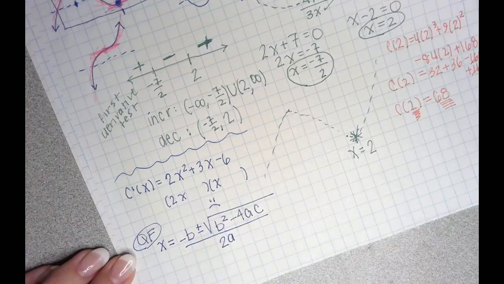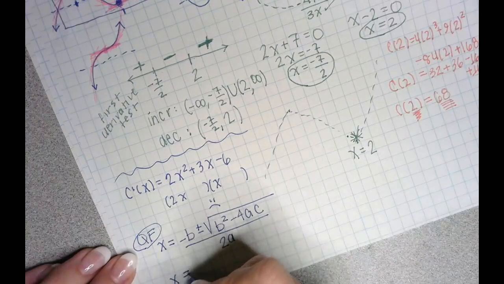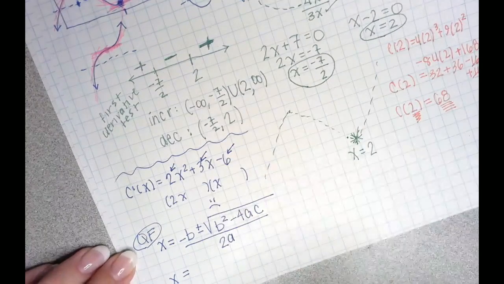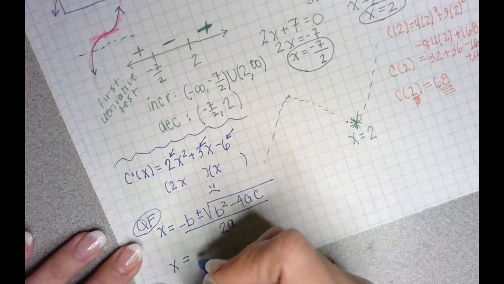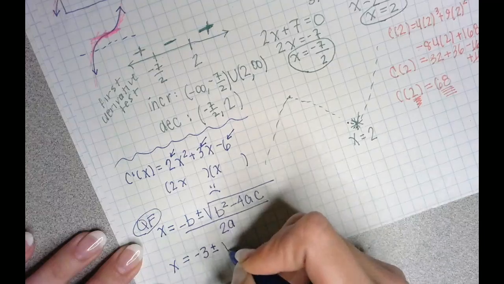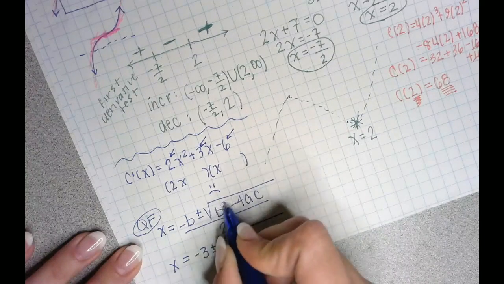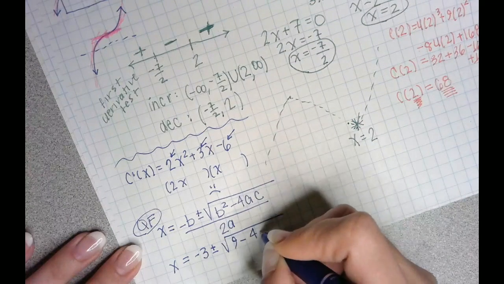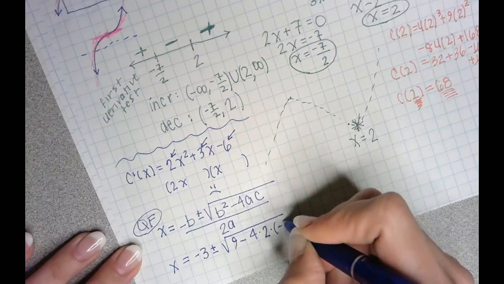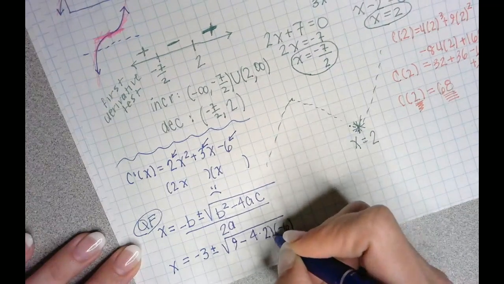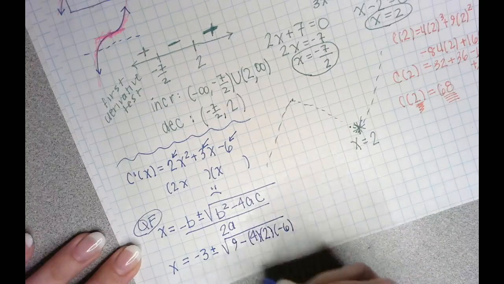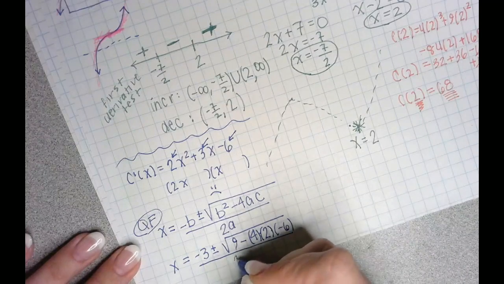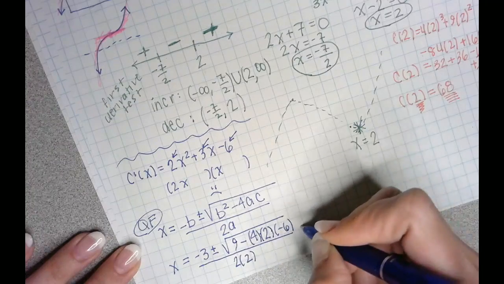I could definitely derive this for you. I'll do that in a separate video if you want. X equals, so now we fill in. Here's A, here's B, here's C. So X equals negative B, negative 3, plus or minus the square root of B squared, 3 squared, I'm going to skip a little bit, 9, minus 4, A is 2, C is negative 6. So this is all being multiplied, 1, 2, and 3. All over, make sure your square root and your fraction bar are all in the right place, 2A, which is 2 times 2.